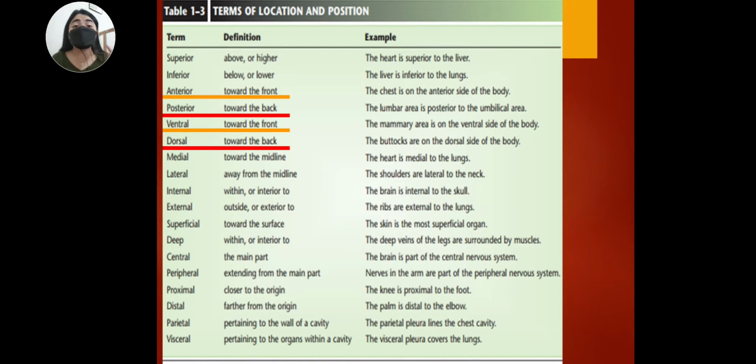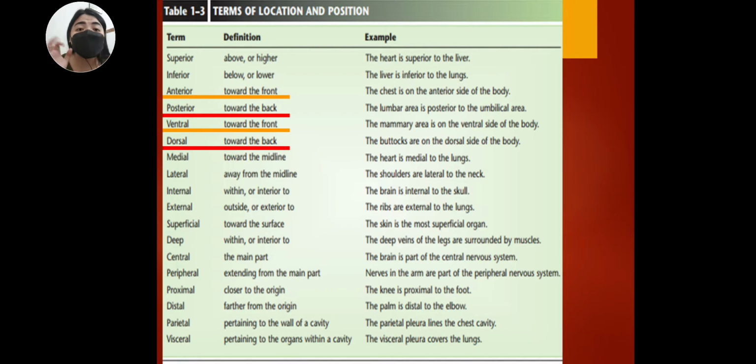And gluteal is also located side by side. So meaning to say, towards the buttocks are on the dorsal side, or towards the back side of the body. So that was the gluteal, or the buttocks.